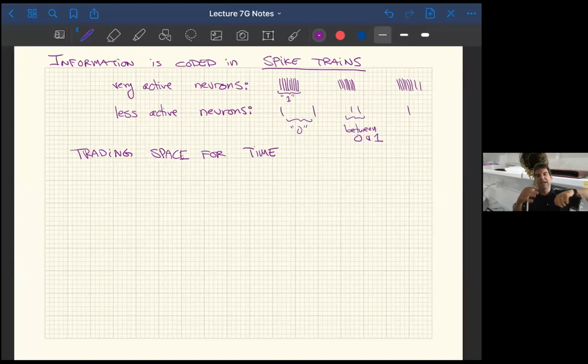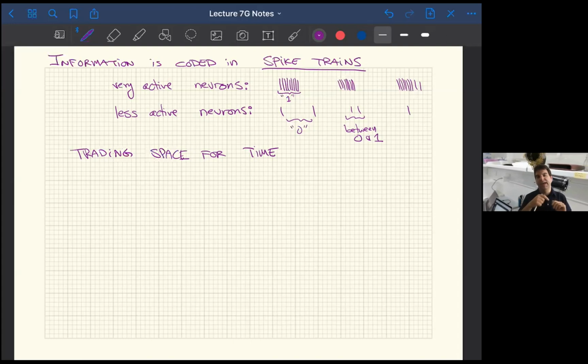Well, in this case, we don't worry as much about the number of neurons, but we worry about how many spikes we can pack into time. And so that refractory period is kind of like a quantization error, because that refractory period prevents the spikes from getting very, very close together.